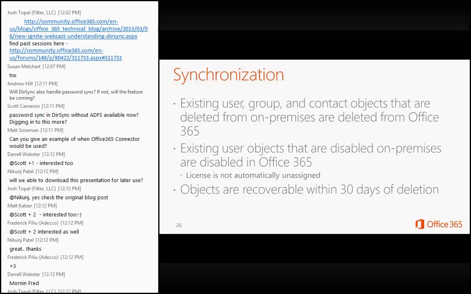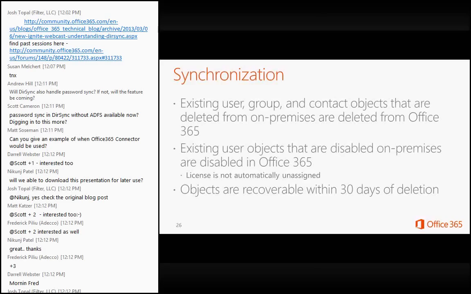Now, one thing to note is that when we install Directory Sync, we synchronize the objects up to Office 365, we may provision them a new Exchange mailbox, for example, and maybe a new Lync, or we may do a migration from on-premise to Office 365.